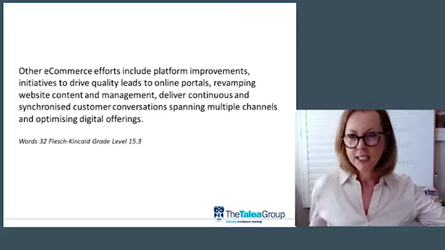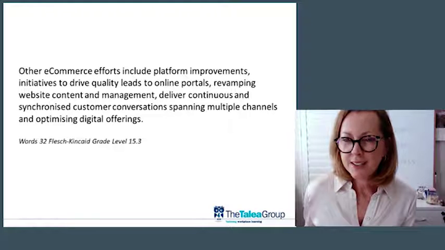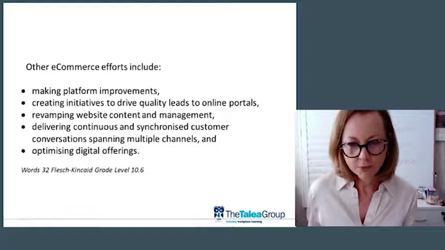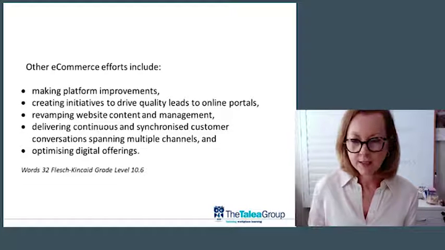So that's the chunking example, or one way you could chunk. Here's another one, a very simple one. Where you've got a list, you could break that up, and if we look at the next slide, you can see that's a different way of writing it, so a little bit clearer, easier, quicker to read. And it does have an impact on the Flesch-Kincaid grade level. It went down 5 points, again by chunking and making it simpler, more concise.